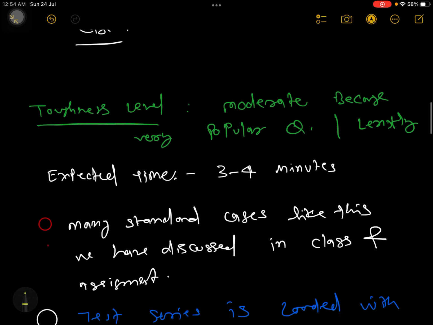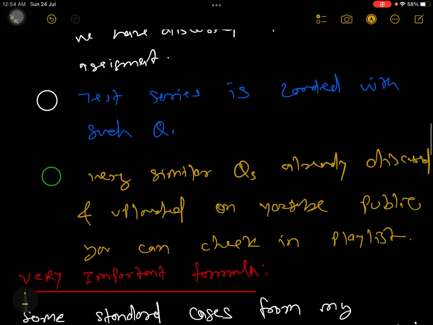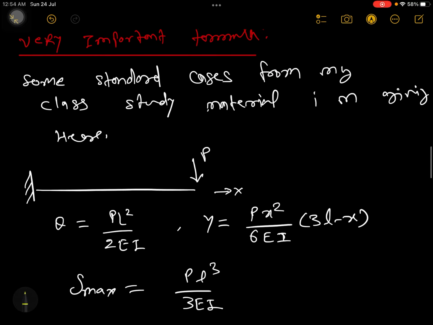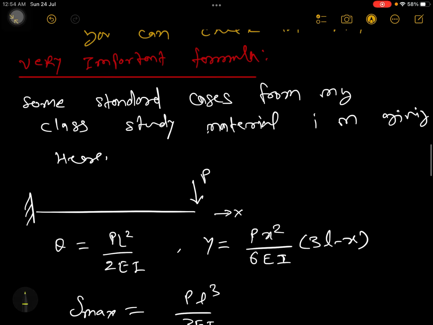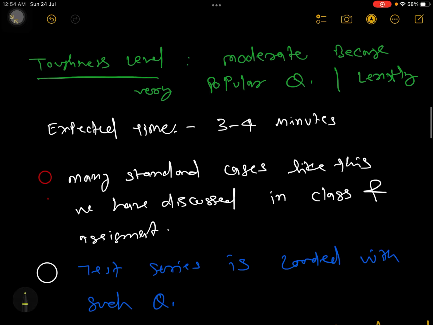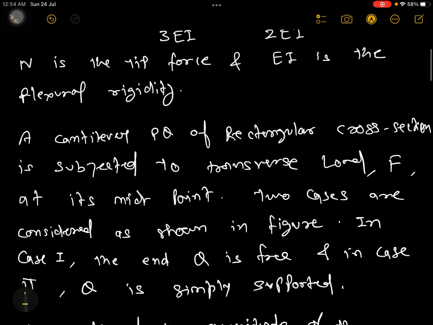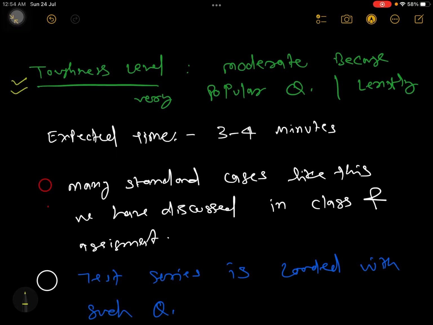Okay, so see here, actually before discussing the question, I am going to tell you that you should know a few important formulas. What is that formula? Let's understand that. And before that, you should know this question what I have taken here. Already you know the question, so first I'll tell you the toughness level of this question is actually moderate.